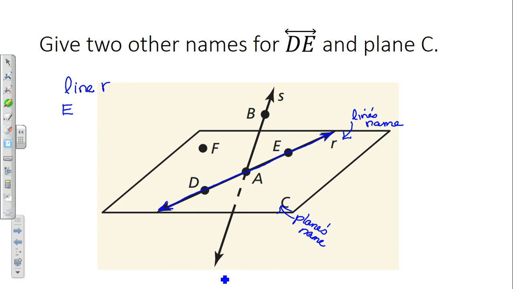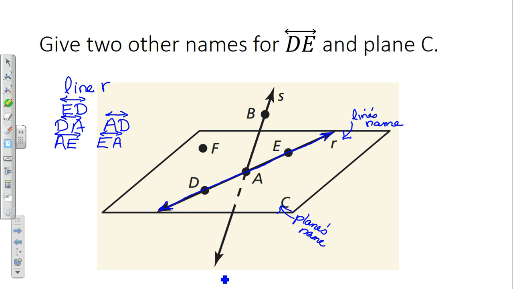So we could call it line ED. We've just reversed the order. We could call it DA, AD, reversing the order. And then someone suggested AE or EA. Okay, so what we're trying to do is give another name for this particular line, and because there are three points on this line, it doesn't matter which two of the three points we use. So we can call it line AE or line EA, doesn't have to be alphabetical, or we can call it line DA or line AD, or originally it was called DE, but we can also reverse the letters and call it EA or ED.